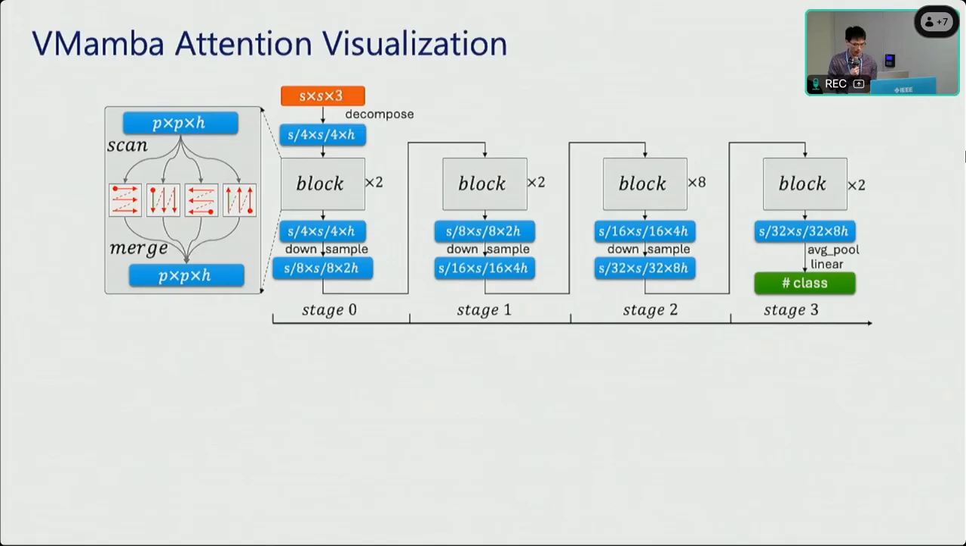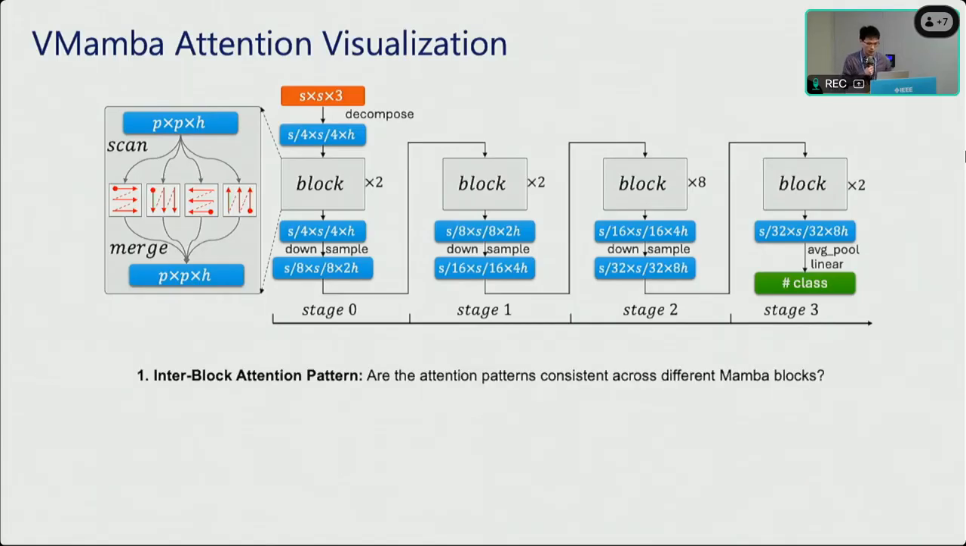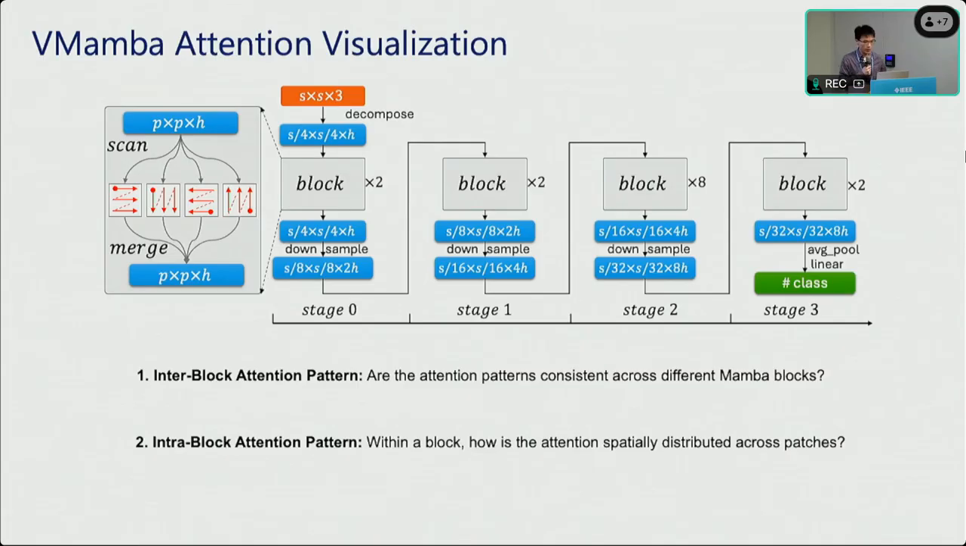And we have 2 research questions. The first one is, are the attention patterns consistent across different Mamba blocks, which we call the inter-block attention pattern? The other is, within a single block, how is the attention spatially distributed across the patches, which is the intra-block attention pattern? To save time, I will directly tell you for the first question, we found that the attention patterns in different blocks are very different. And then let's focus on the second question.